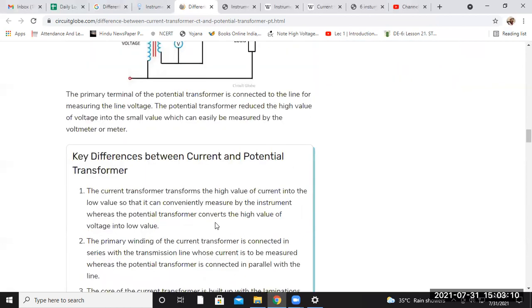So now let us talk about some applications and types of instrument transformers that are normally used for industrial purposes. Just wait for 2 minutes, then we will start. I will show you some industrial ones.